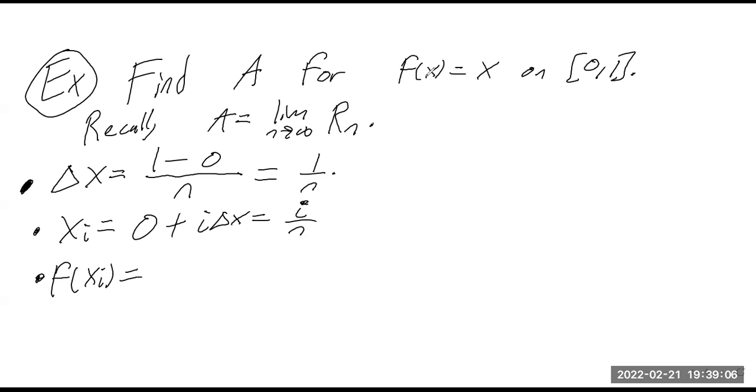Now, the function f of x is just x. So when I plug in i over n, I just get back i over n. This is the only function for which you're going to get that Rn is equal to xi times delta x. But a common pitfall that people run into is that they assume that Rn is always xi times delta x. Do not make that pitfall.